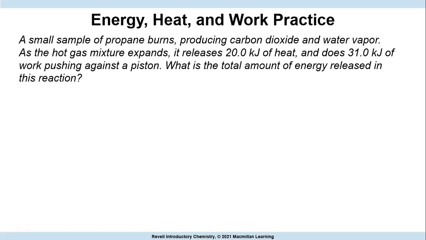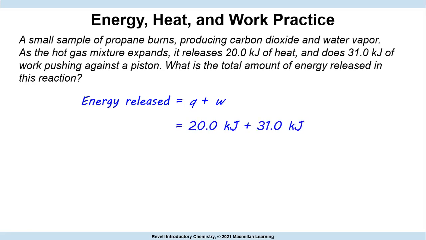So the first thing that we have to do, we are looking for the total amount of energy that is released. And we have said energy is the sum of the work and the heat. So first we state our formula: the energy released is the sum of the heat and the work. Now in this question, it releases 20.0 kilojoules of heat and it does work, which is 31.0 kilojoules.